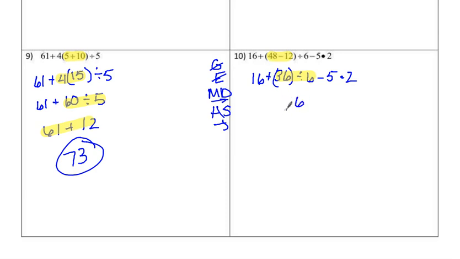Then I have this plus, and the parentheses can go away at this point because I've used it with another operation. Plus 16 minus 5 times 2. Now, do I have any more multiplication or division? I do. 5 times 2. 5 times 2 is 10. Then I have minus 6 plus 16 out front.